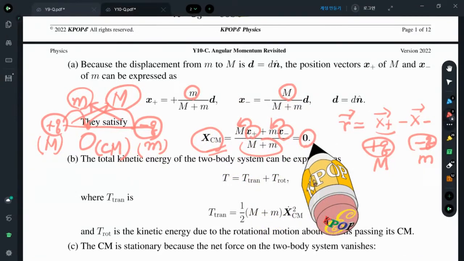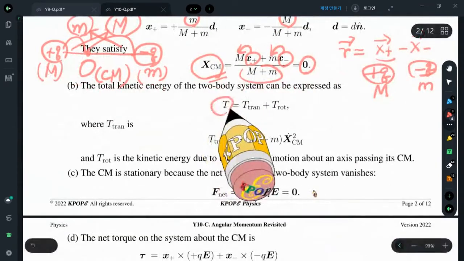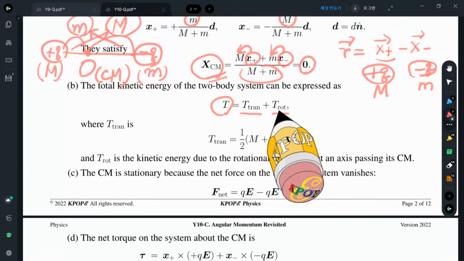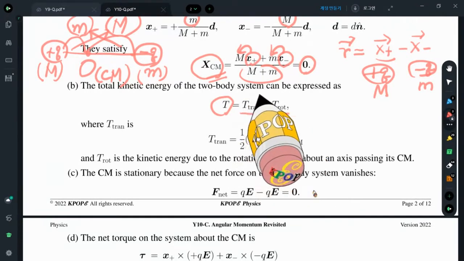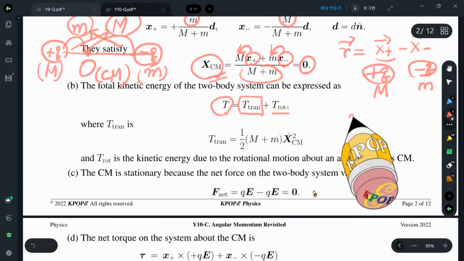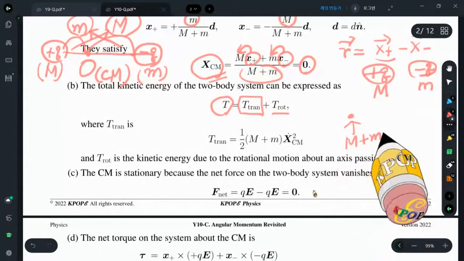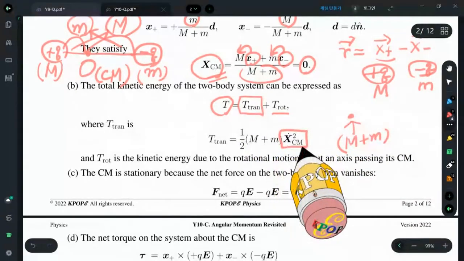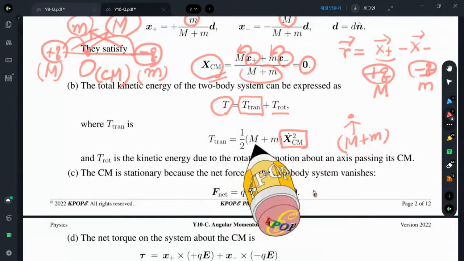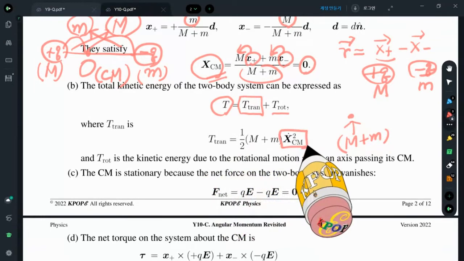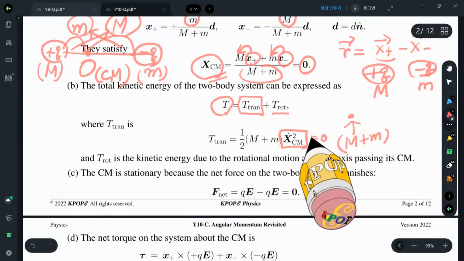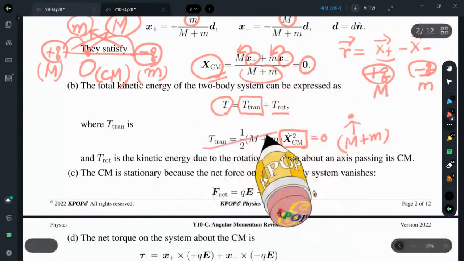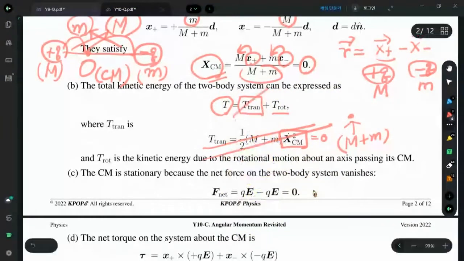Next, in any two-body problem, the total kinetic energy must be a sum of the translational kinetic energy and the rotational kinetic energy relative to the center of mass. The translational kinetic energy is the kinetic energy of a single particle whose mass is just the sum of the two particles, and the velocity of this term is nothing but the center of mass velocity. So the kinetic energy is 1/2 (M plus m) x dot cm squared, which is vanishing because we have chosen x cm equals 0. So velocity equals 0 and kinetic energy also vanishes. It's a trivial problem.